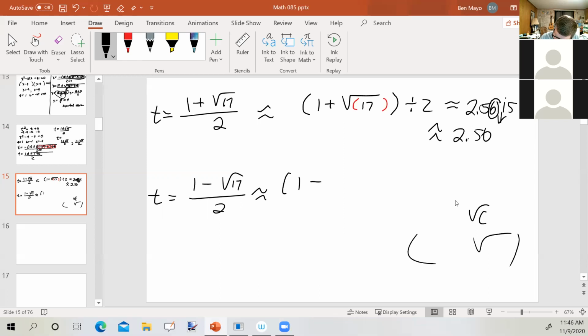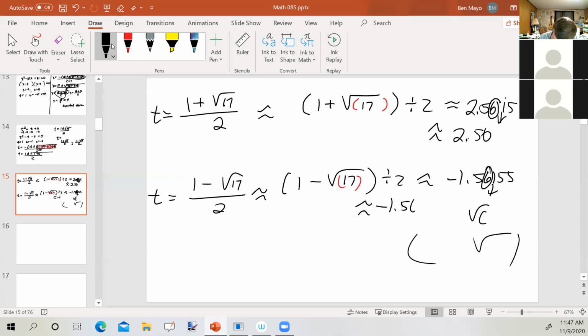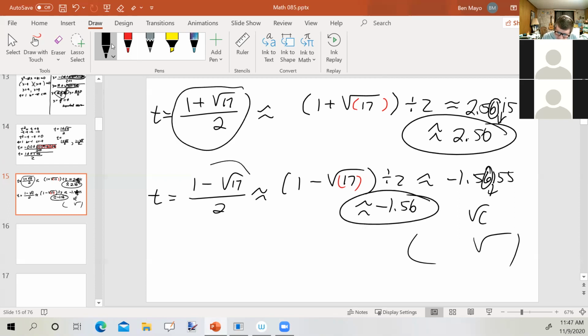Okay, now let's do the second one. Parentheses 1 minus the square root of 17. Parentheses divide by 2. And let's see what I get for that. I get negative 1.56155, etc. So again, the 1 would round down, so I'd end up with negative 1.56. So my two approximate solutions would be that. So these are the exact solutions. These are the decimal approximations.